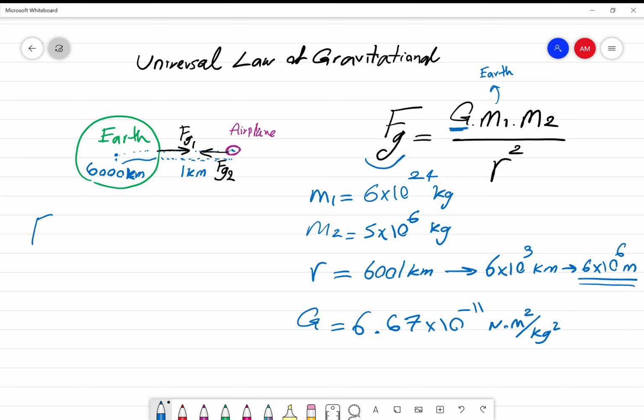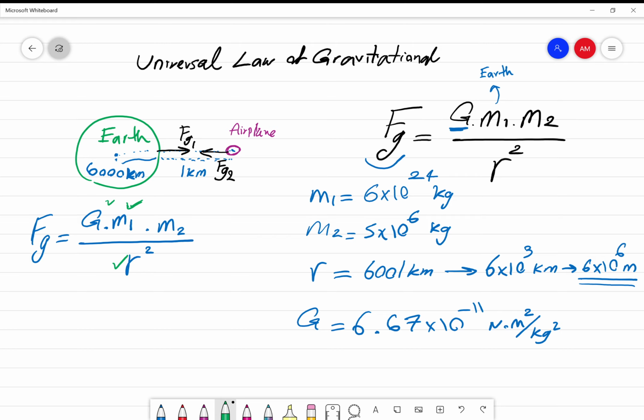Fg is equal to G times M1 times M2 divided by R squared. Okay? Sorry, this is M1 times M2. Okay? So I quickly check. Do I know what is G? Yes, I know it's 6.67. Do I know M1? Yes, M1 is the mass of Earth. Do I know R? It's the radius of Earth.